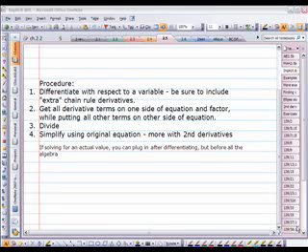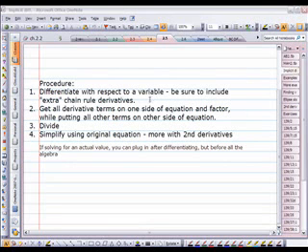This lecture covers implicit differentiation as opposed to explicit. In explicit differentiation, which we have been doing, you can get y or f of x all by itself on one side of the equation prior to differentiating. With implicit, you can't. So the procedure is, first of all, to differentiate with respect to a variable, and usually it's dy dx, dy dt, something like that.